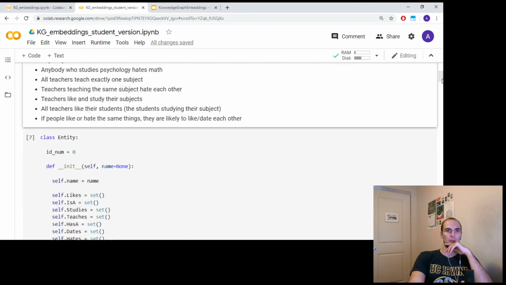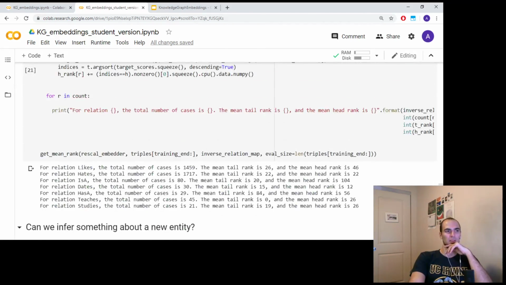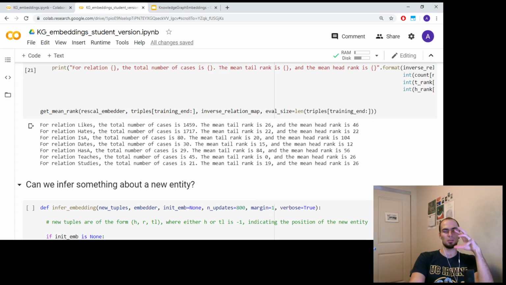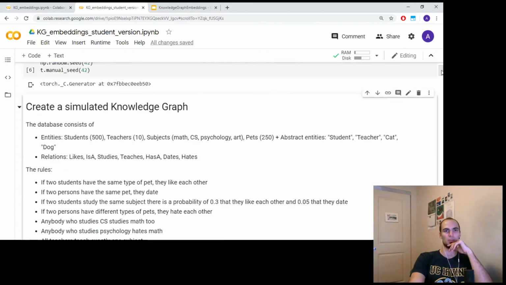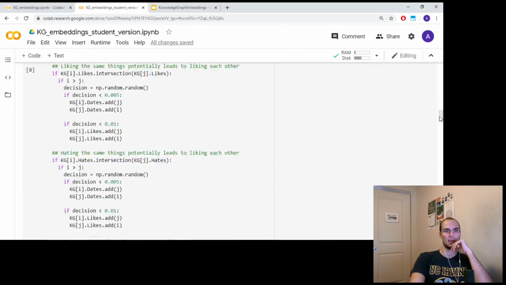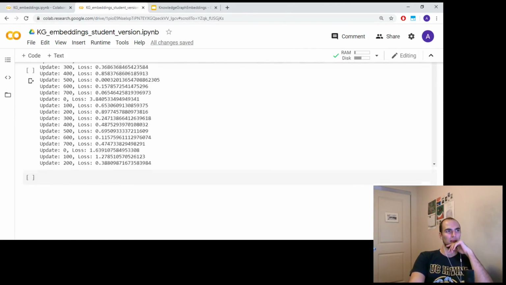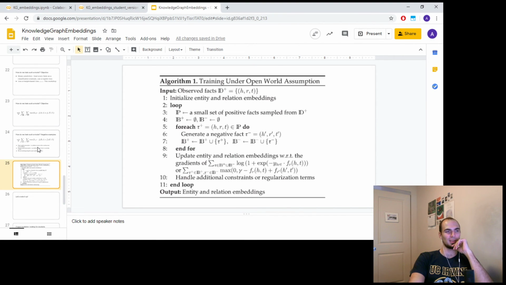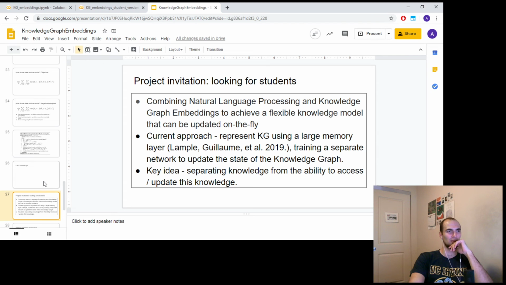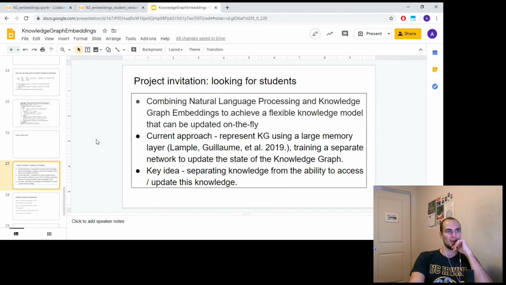So my point is that the gradient descent based optimization, item-based optimization may not really give you the generalizations you would like to have. And this brings us to the project I would like to propose, and I would like you to join if you're interested. So I am looking for students.